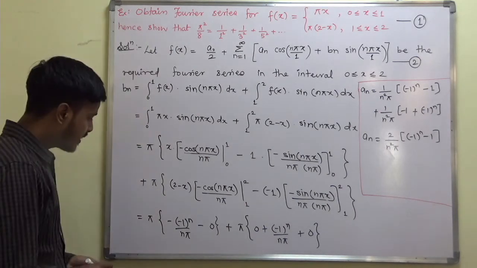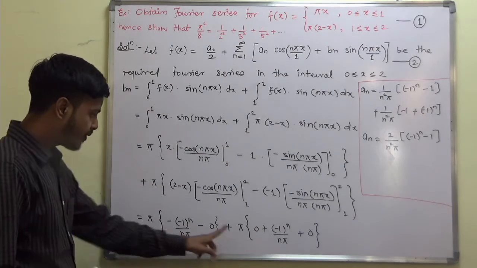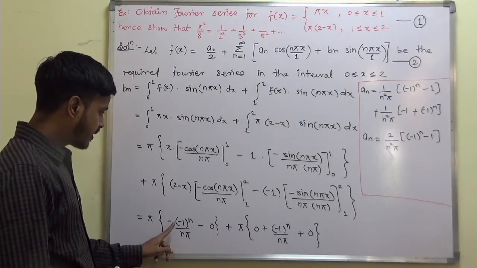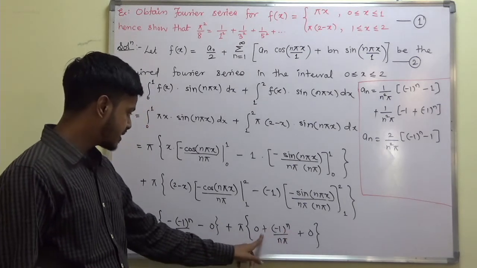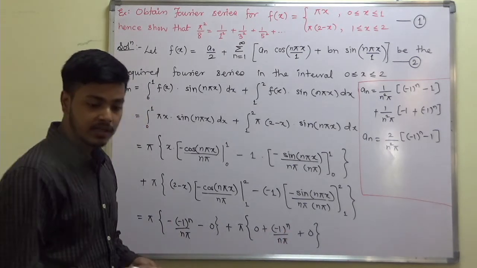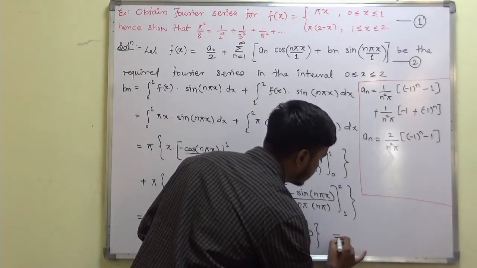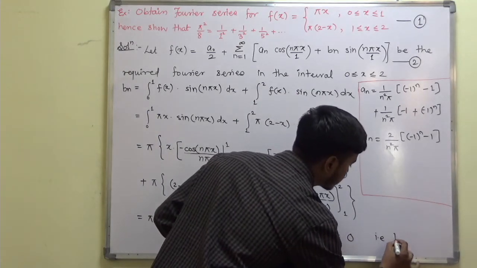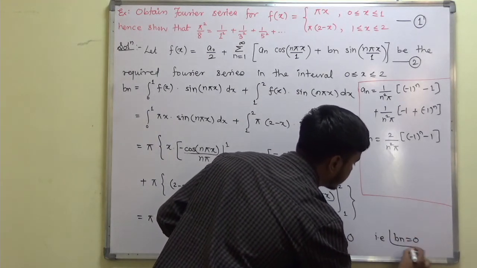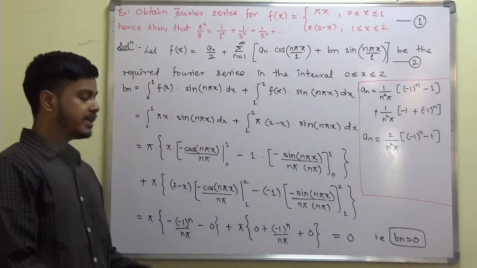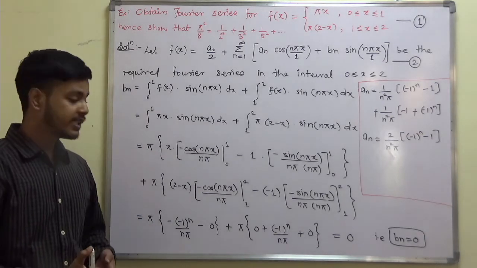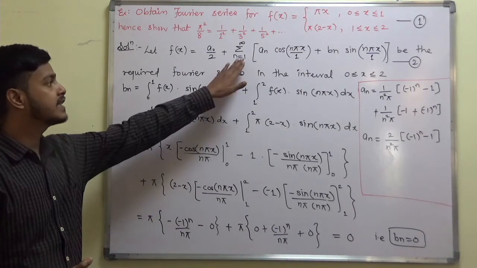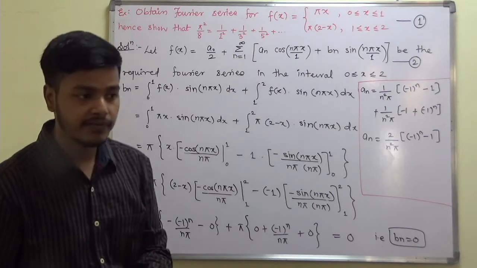Bn, if you can see, pi common, so we remain with minus 1 to the power n pi, minus 1 to the power n pi. This is plus, this is minus, so all comes out to be 0. That is Bn is equal to 0. So we are getting Bn is equal to 0. So what are you waiting for then? Substitute these values in this equation number 2 to get the required Fourier series.